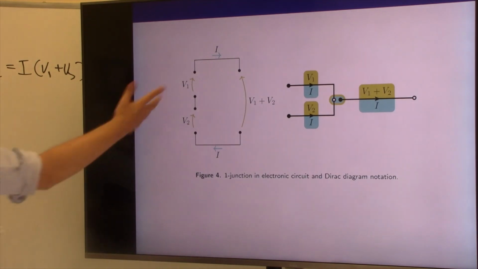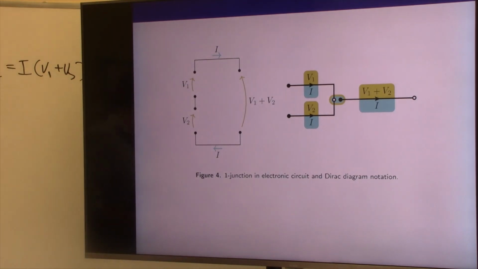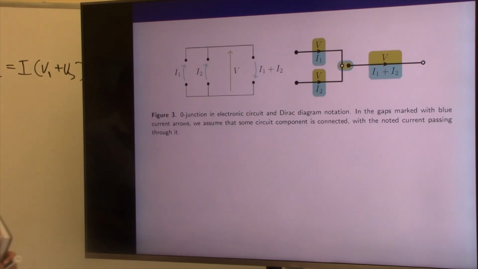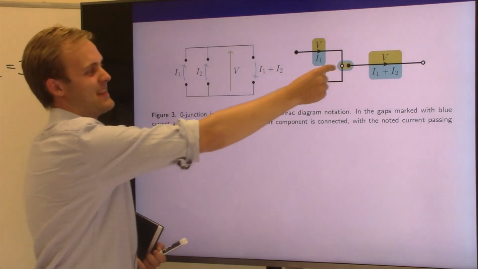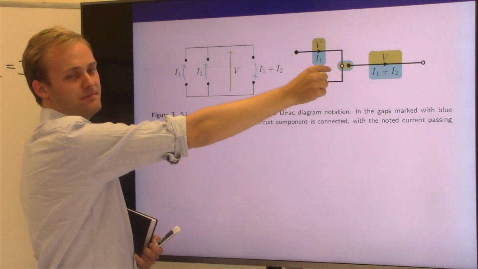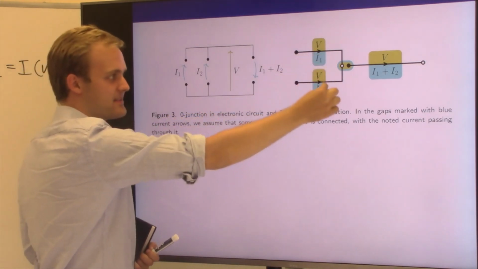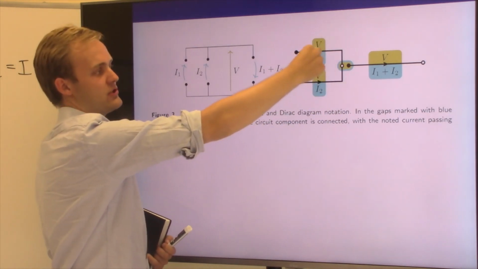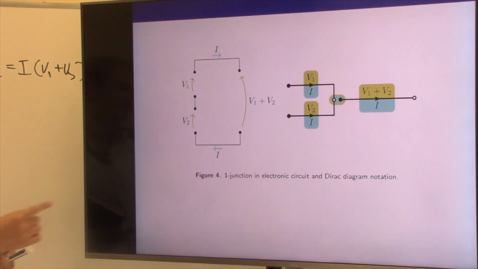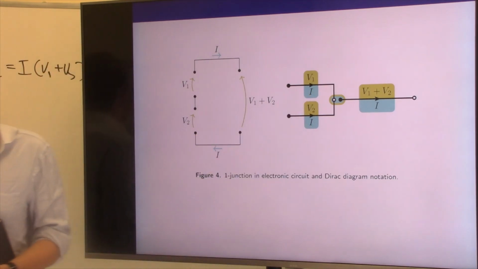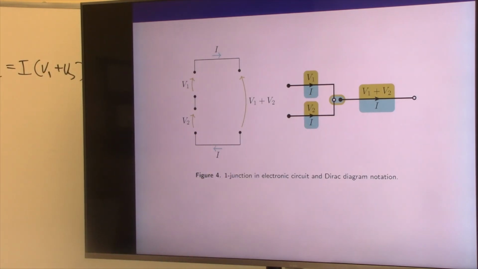So these are kind of dual. And traditionally these are called zero junctions and one junctions. In Dirac notation, the way that this is represented is that the color on the outside of the junction adds, and the color on the inside of the junction is equated. So here, blue is on the outside. On this one, green is on the outside. Okay. So that's Dirac relations.